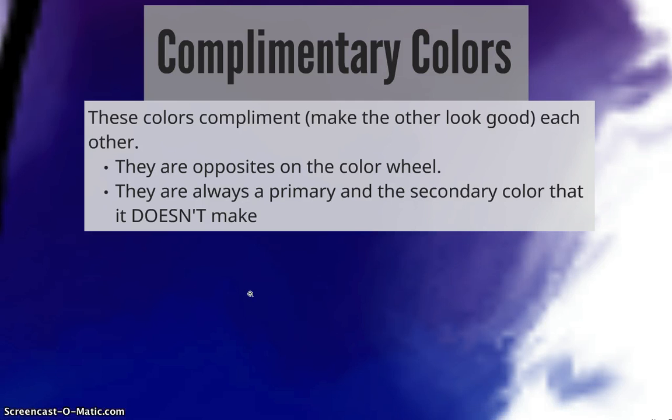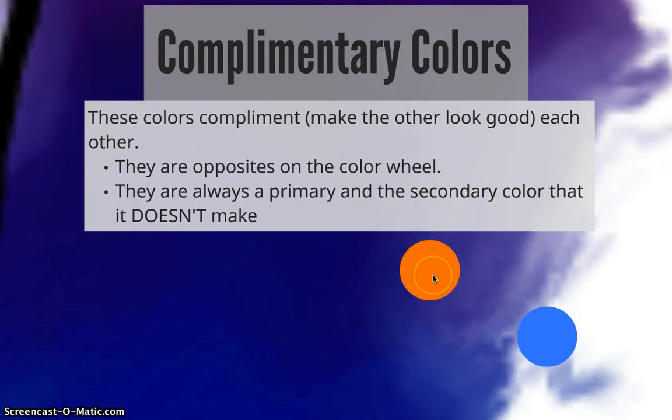Alright, so dealing with color wheel placement, there are some relationships that happen on the color wheel. Complementary colors are generally the one we talk about. These are colors that complement or make each other look good. They are opposites on the color wheel. So as you can see here, like blue and orange are completely opposite on the color wheel from each other. It is also always a primary color and the only secondary color that it doesn't make. Because green and purple are next to blue on the color wheel, blue makes both green and purple. Blue has no part in making orange.